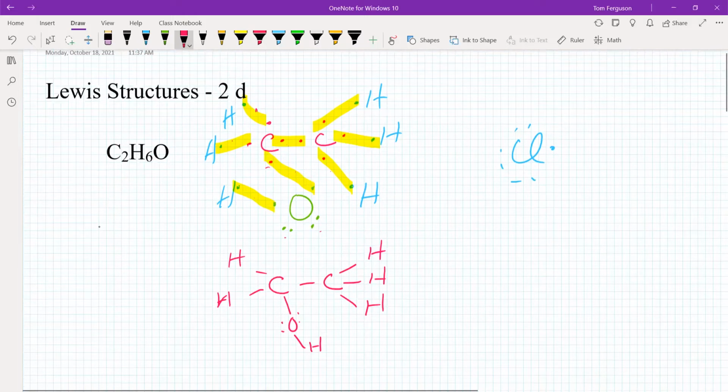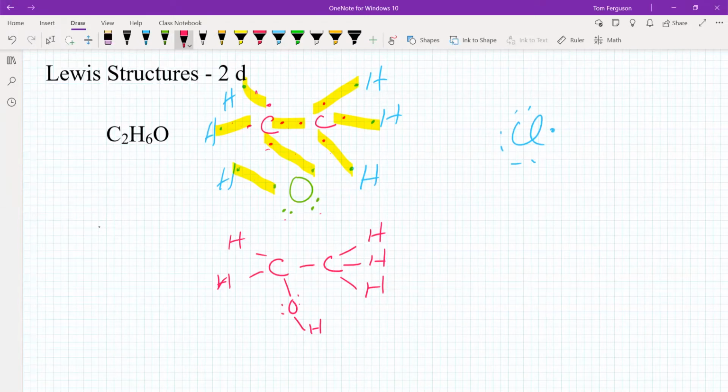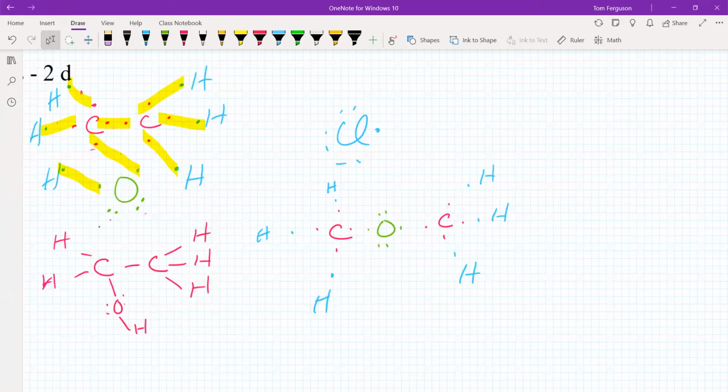Now, there's another legal structure for this as well. The other legal structure would be putting the oxygen between the 2 carbons. Let's do it in a different color. Okay. And now we need to move. And we're going to take 1 bond per atom minimum. Okay. And are there any leftover singleton electrons? No. So we need to go to the validation step now.